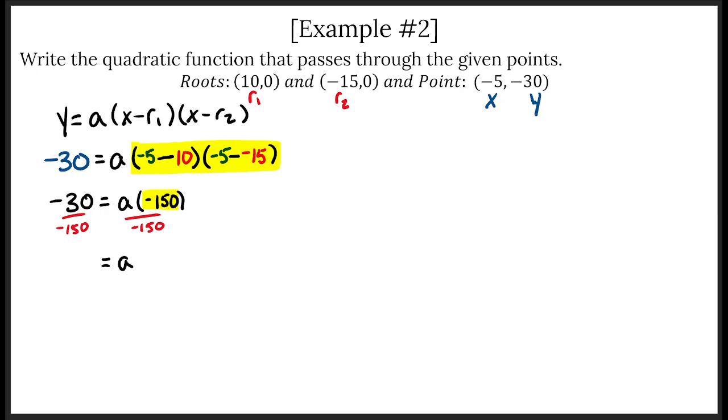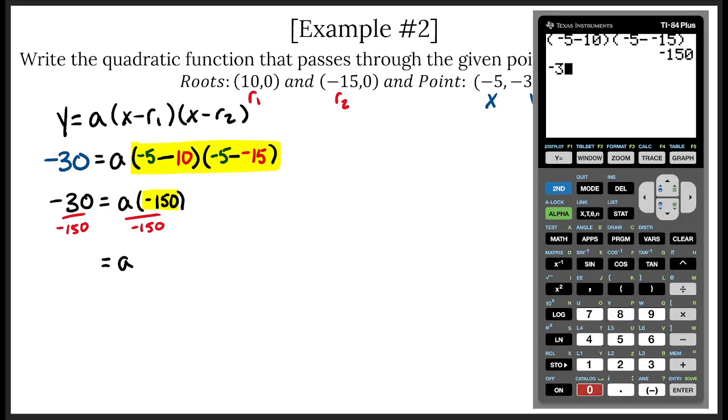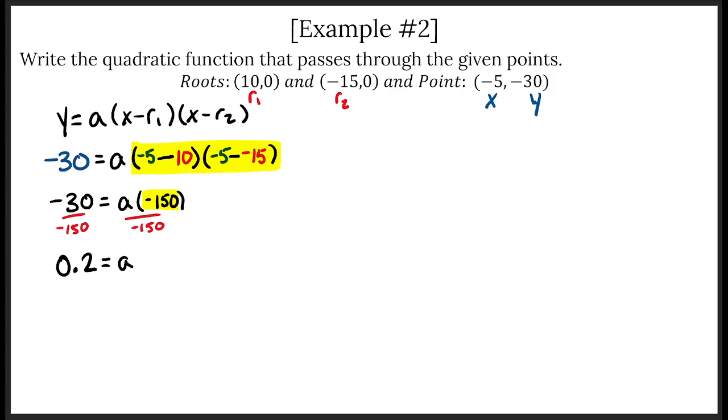So if I take negative 30 divided by negative 150, I get 0.2 for my a value. That's okay. You could have an a value that is a decimal. There's nothing wrong with that. We have our a value, but we need to write the actual function here.